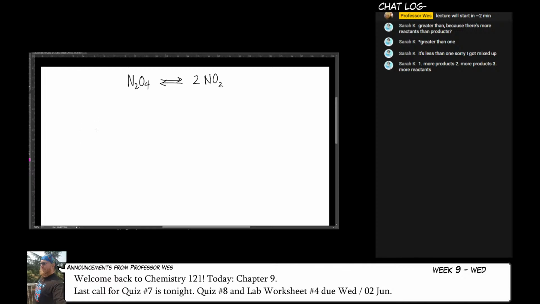And let's suppose that I have a container. Here's my container. And I've got my gas particles in here. There's some NO2 and there's some N2O4. And we're at equilibrium, and there's some pressure at equilibrium.